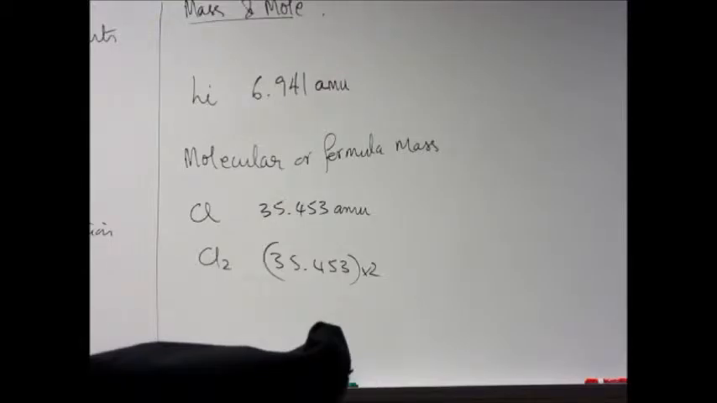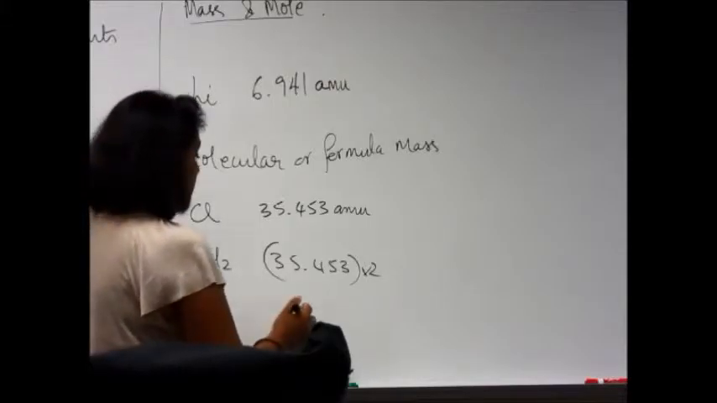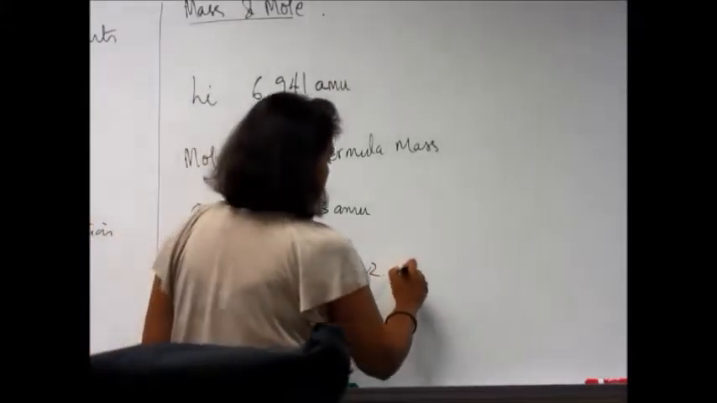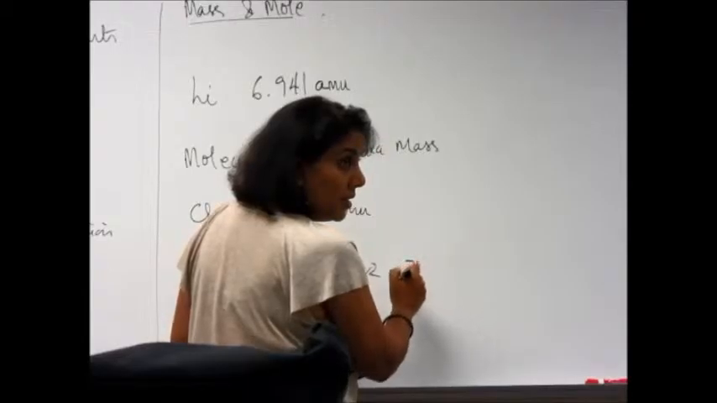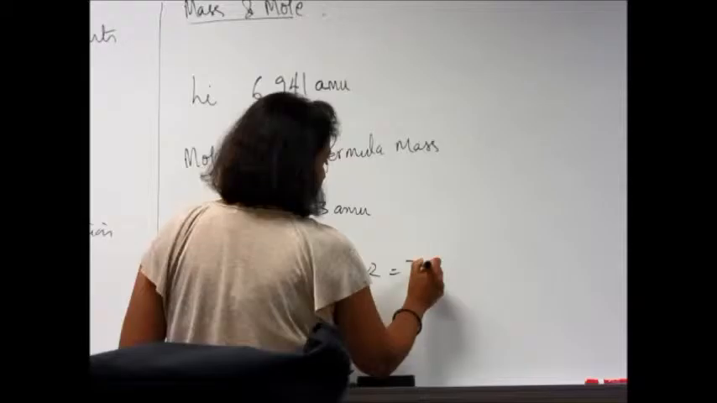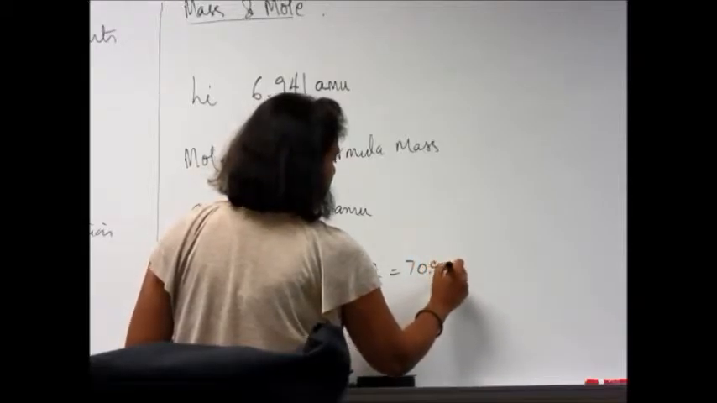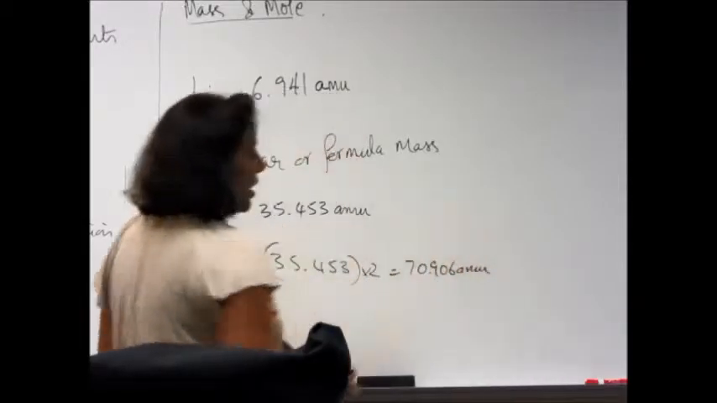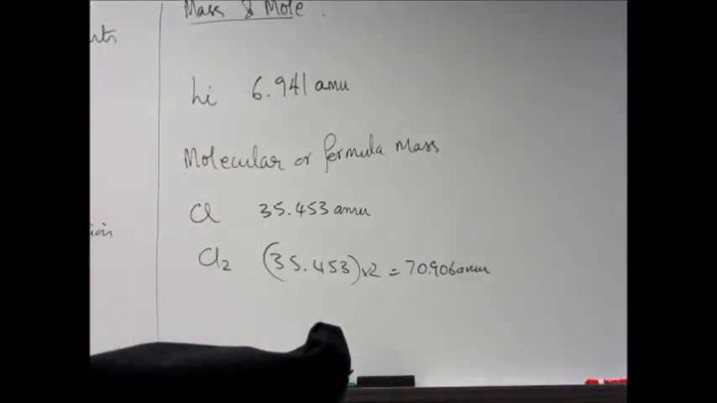Please don't use your cell phones. You will not have that in the exam, so get to know your calculator well when you're doing all of these things, and you will need to help me out as well. 71? No, 79. 79? No, 70.906 AMU. Sorry, I was mumbling. So Cl2 would be this much.